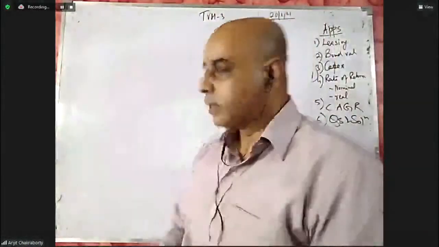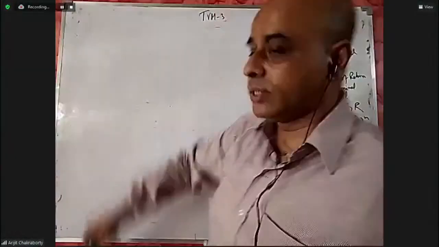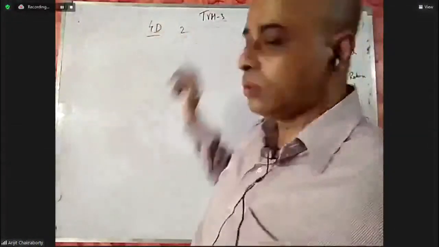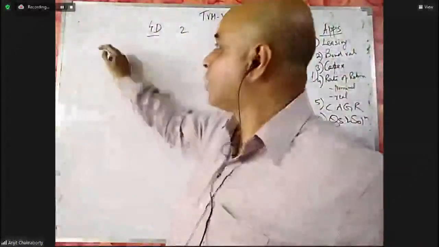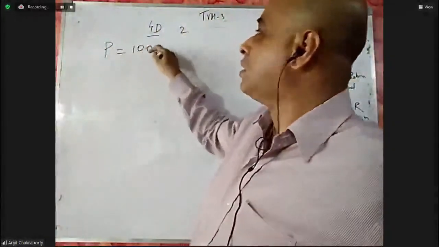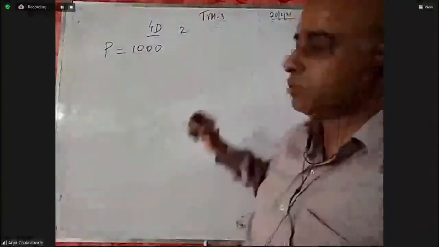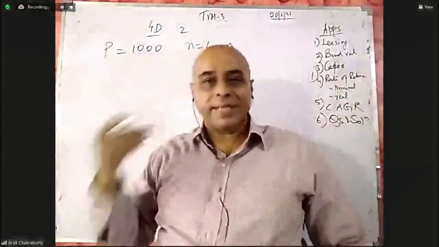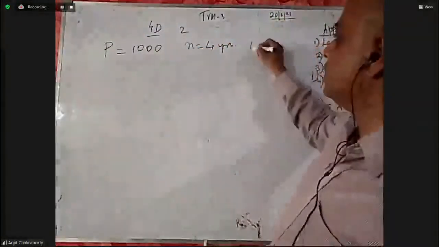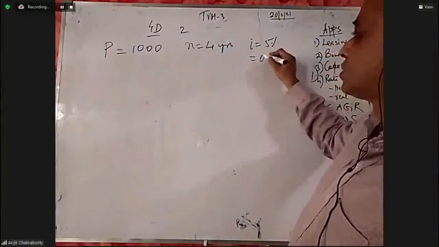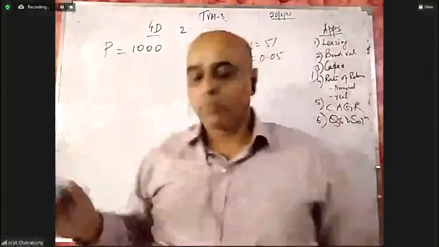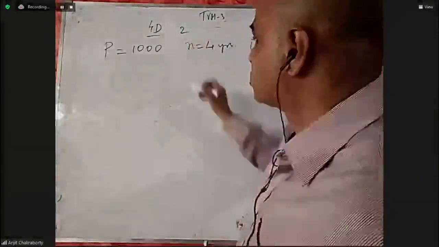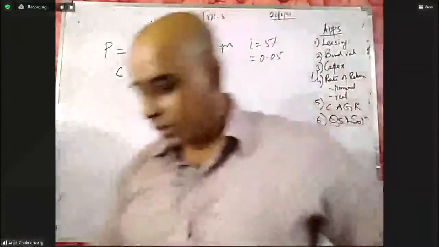Okay. Exercise 4D number 2, the problem is like this. Principal is given, 1,000 rupees. N is equal to 4 years, the time is 4 years, and the rate of interest is 5%. So I is equal to 5%, which means 0.05 straight away. What is the compound interest? What is the CI?